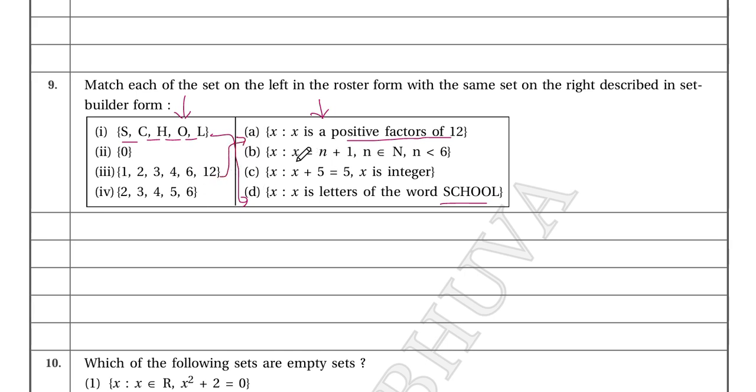And then here x is equal to n plus 1, where n belongs to natural numbers and n is less than 6. N is less than 6 means which numbers? 1, 2, 3, 4 and 5. If you put n is equal to 1 here, 1 plus 1, 2. Then if you put 2, then 2 plus 1, 3. So where are these numbers? Here. So the last option is matching with B.